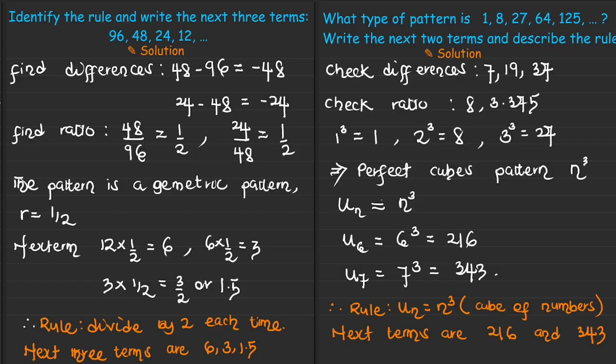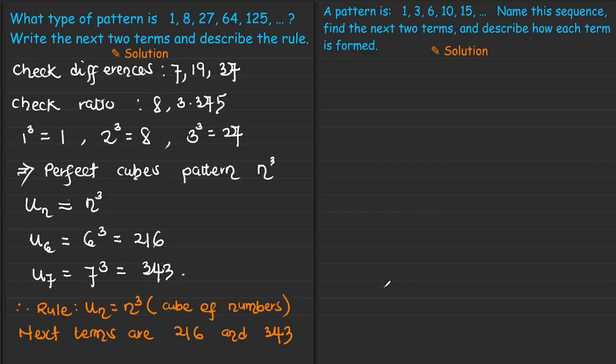Question number 4. So our fourth question we have here, it says a pattern is 1, 3, 6, 10, and then 15. Name this sequence, find the next two terms, and describe how each term is formed. You have to name it, find the next two, and afterwards describe how each term is formed. So as usual, let's start with the arithmetic to determine whether or not it is arithmetic. And we do that by finding the difference.